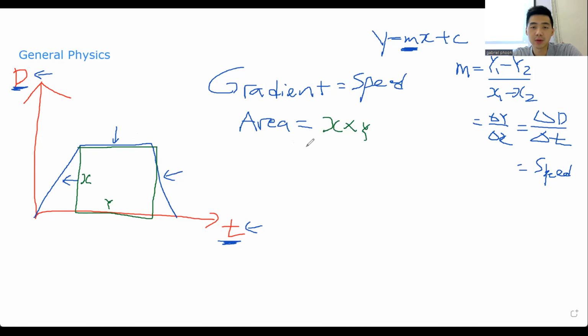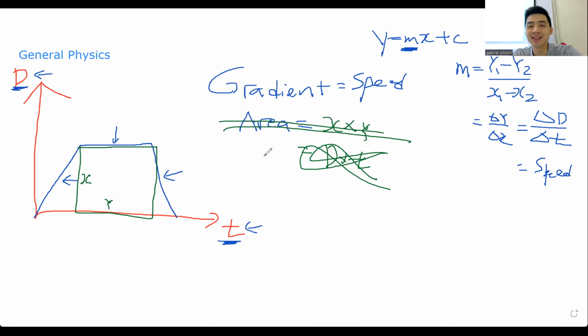And since the x-axis represents the time and the y-axis represents the distance, can I say it's distance times time here? Will distance times time give me anything? No, it will not. Guys, this is a trick question. Distance times time will give you nothing. And because of that, the area in the distance time graph represents nothing.